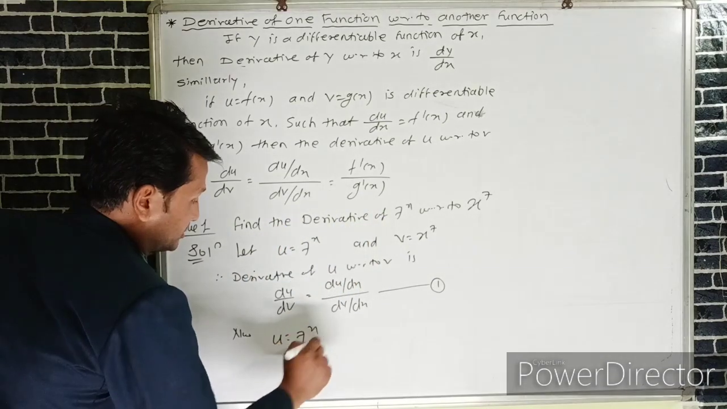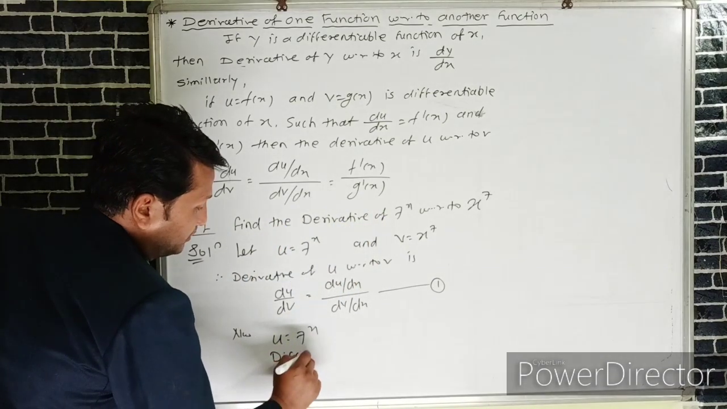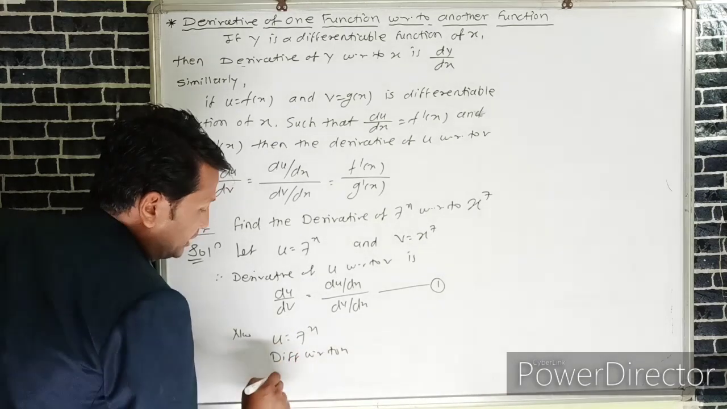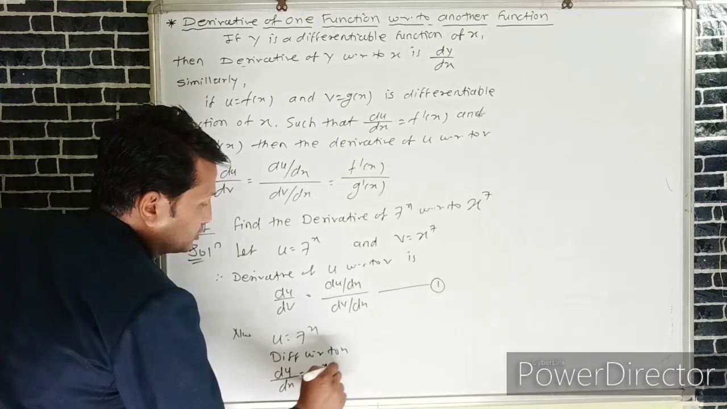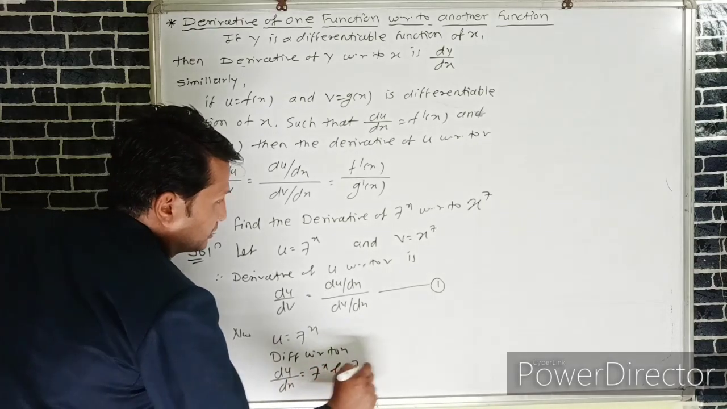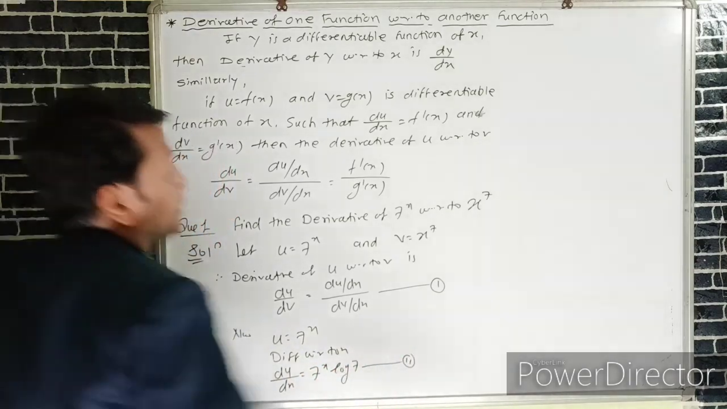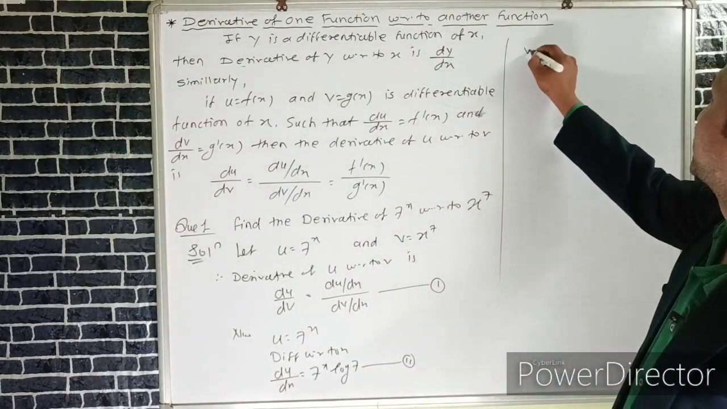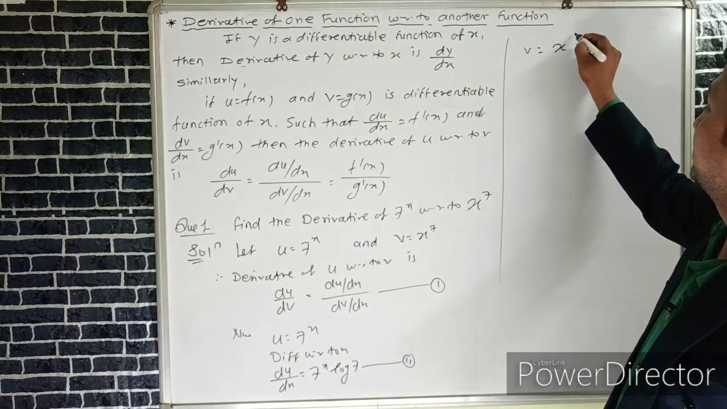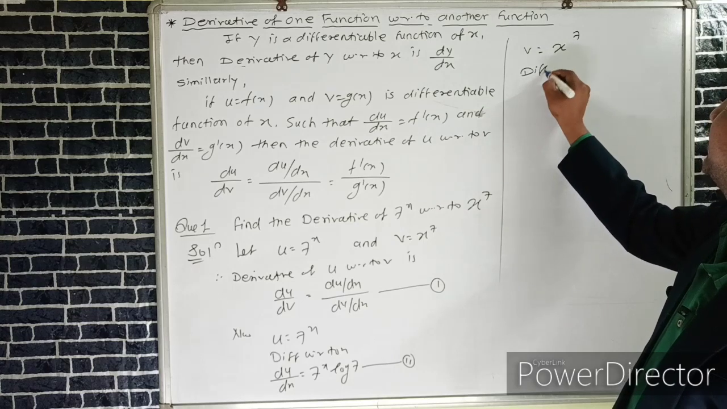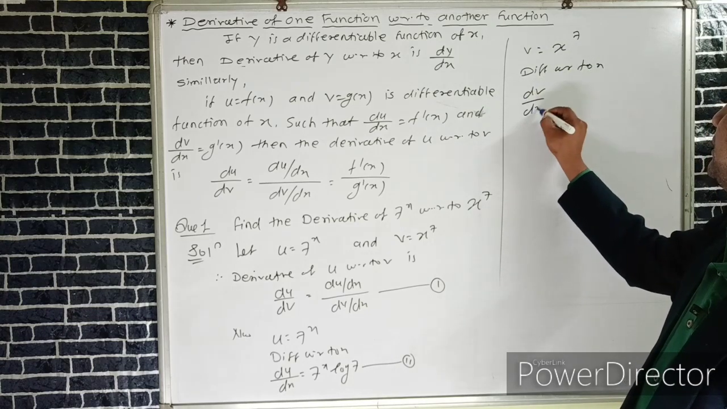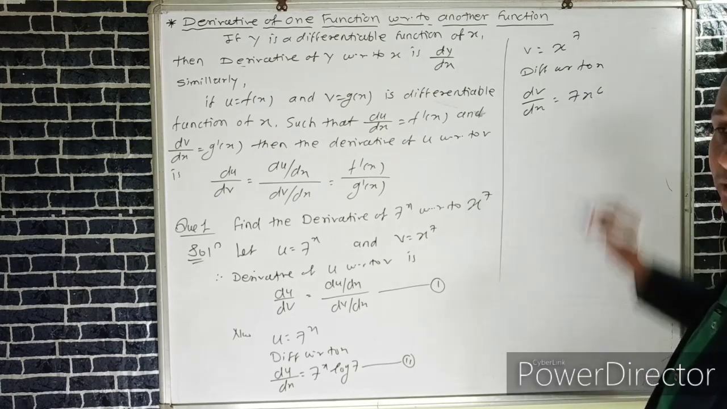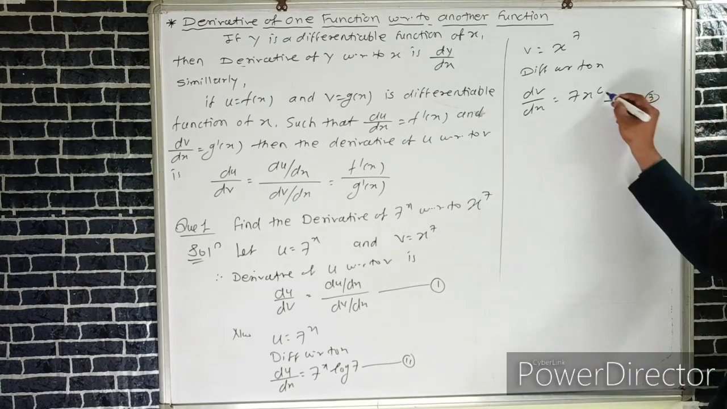Now take u equal to 7 raised to the power x. If we differentiate the given function with respect to x, then du upon dx is equal to 7 raised to the power x into log 7, equation number 2. Now v is equal to x raised to the power 7. If we differentiate with respect to x, then dv upon dx is equal to 7x raised to the power 6, equation number 3.